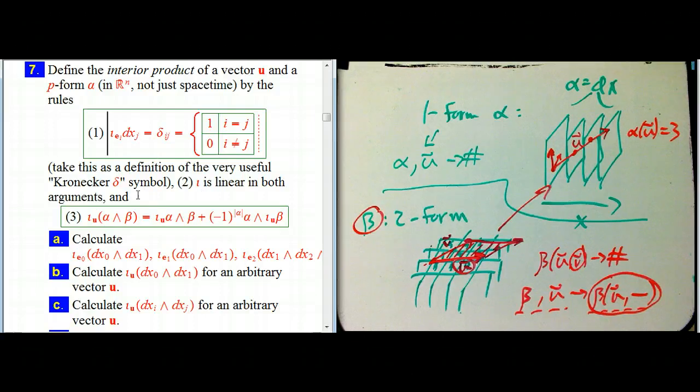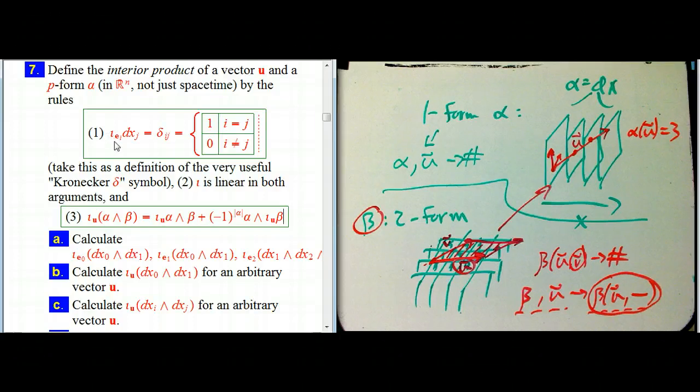But here's the crucial thing. Here's how it acts on a higher degree form. If I have a wedge of two forms together, the rule is very cool. It acts just like the product rule for derivatives, with exactly the same rule for the sign. So you have one term where you're interior producting alpha with u, and the other where you're interior producting beta with u.